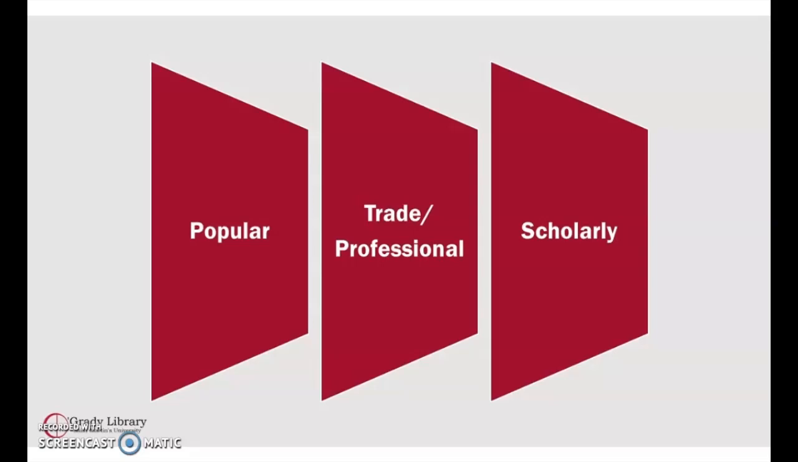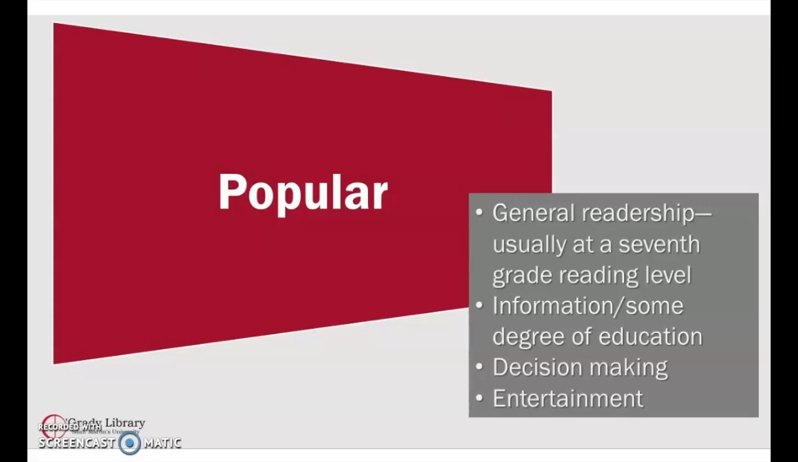There are popular audiences, trade or professional audiences, and scholarly audiences. It can get much more complicated than this, but let's just start simply. Popular information sources were written for general readers. In the US, that means they're usually written at about the 7th grade reading level, the average reading level of Americans. They're often written to give general information or to contribute to some degree of self-education, to help with everyday decisions, or simply for entertainment.